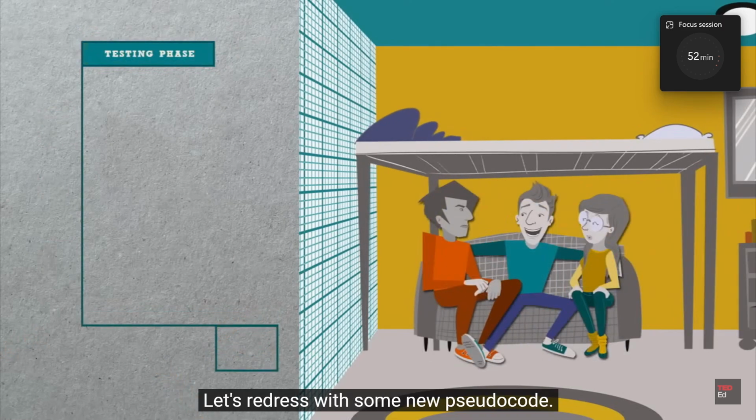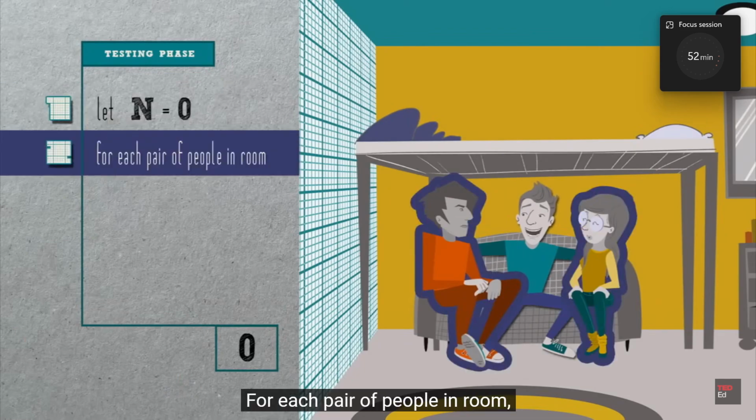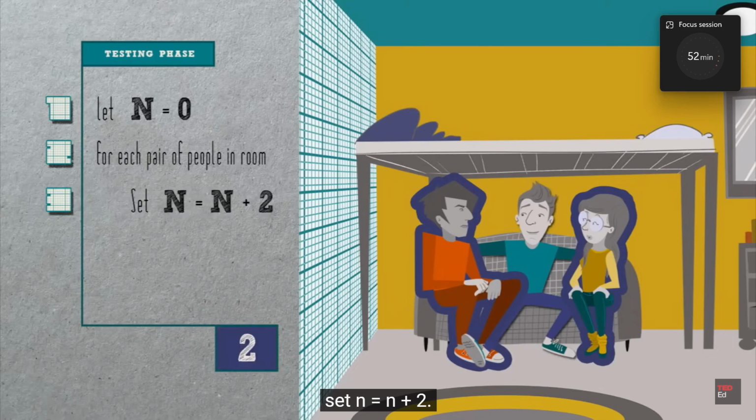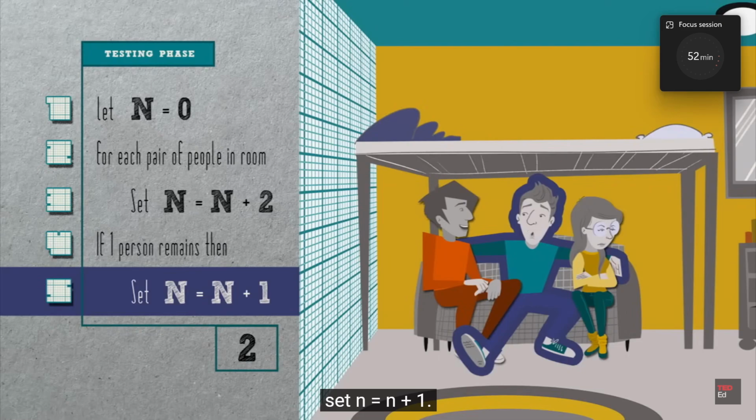Let's redress with some new pseudocode. Let n equal 0. For each pair of people in room, set n equal to n plus 2. If one person remains unpaired, set n equal to n plus 1.